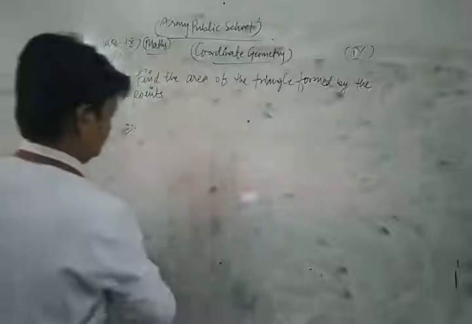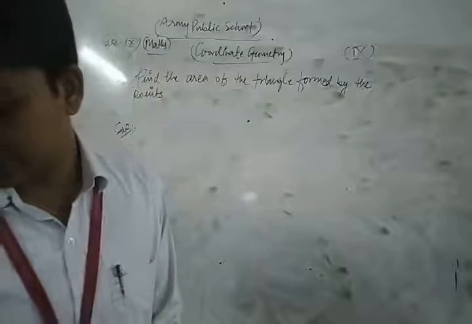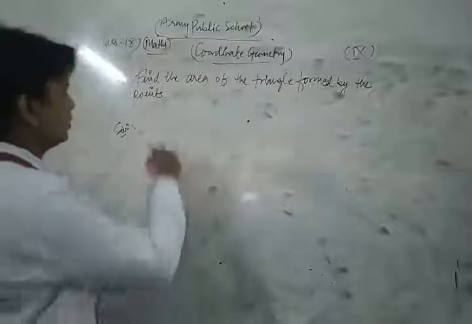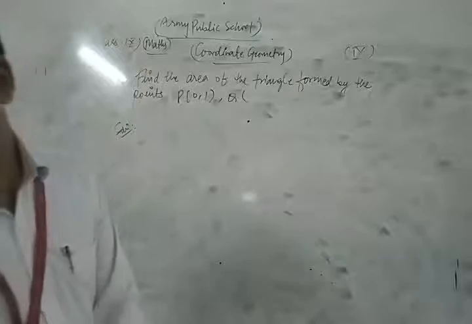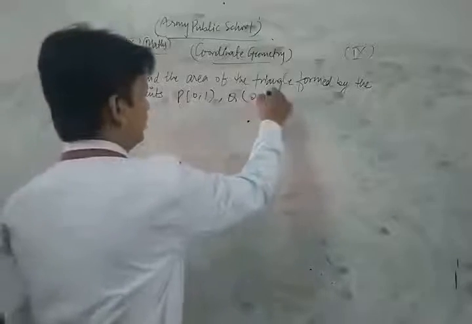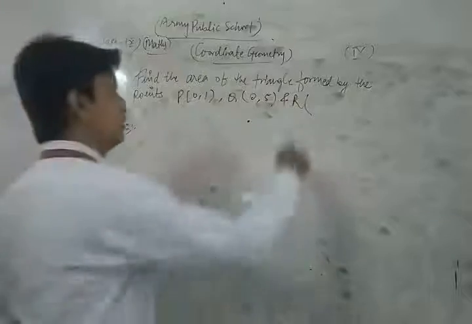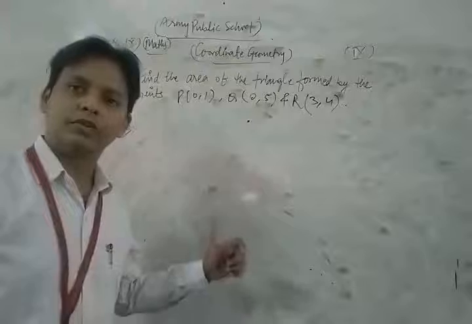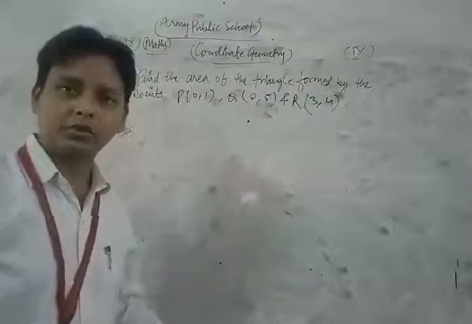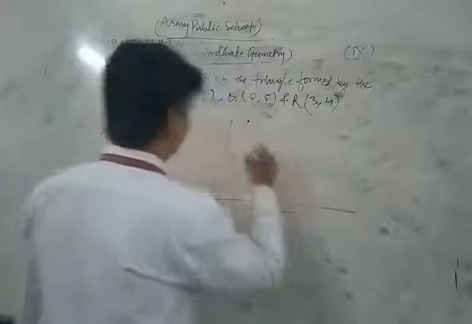Suppose that we find the area of the triangle formed by the points P (0, 1), Q (0, 5) and R, which is (3, 4). Let's see here. This is another question. So we solve that question the same as the previous question. So first of all we form the Cartesian coordinate system.